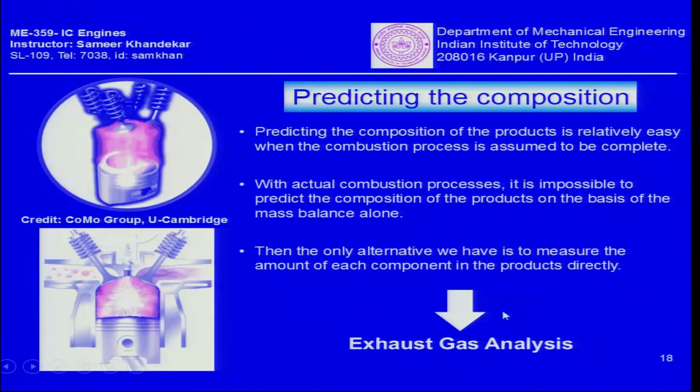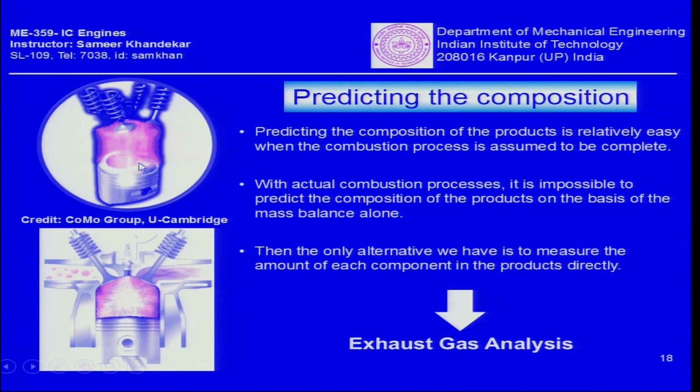So predicting the composition of the products is relatively easy when the combustion process is assumed to be complete. But this assumption is not always true, as we all know that we do get incomplete combustion. With an actual combustion process, for example, I have given a photograph here where there is burning taking place inside a combustion chamber, and you can see there is a very strong velocity inside, local pressures are different, the local temperatures are different.